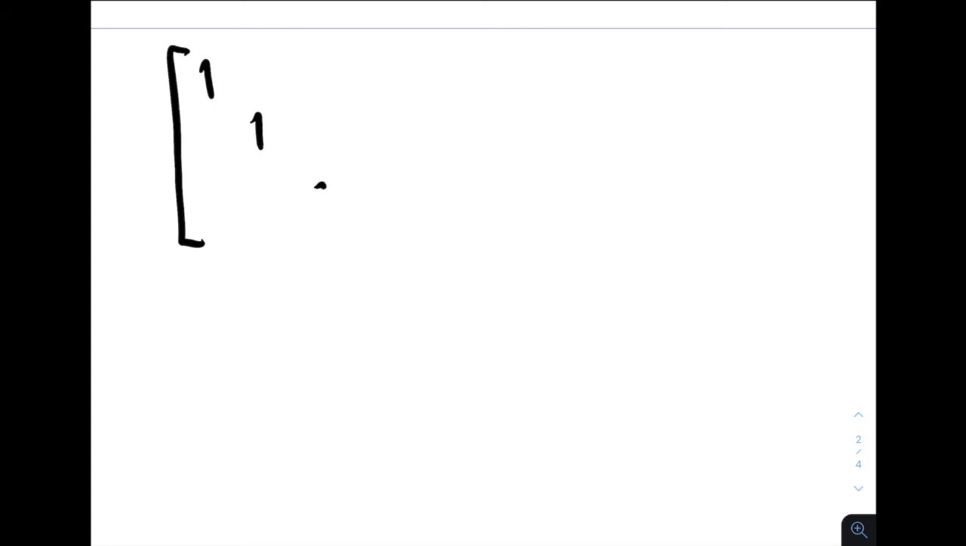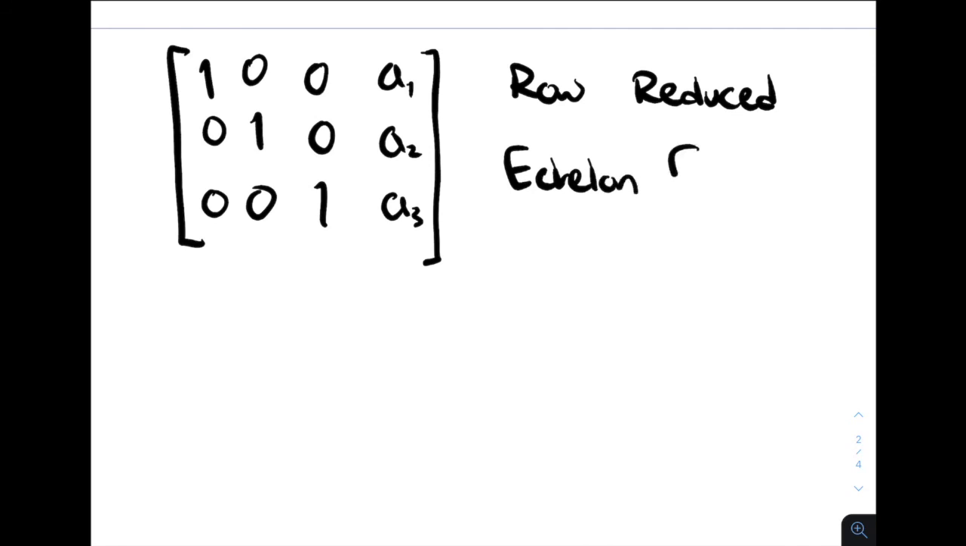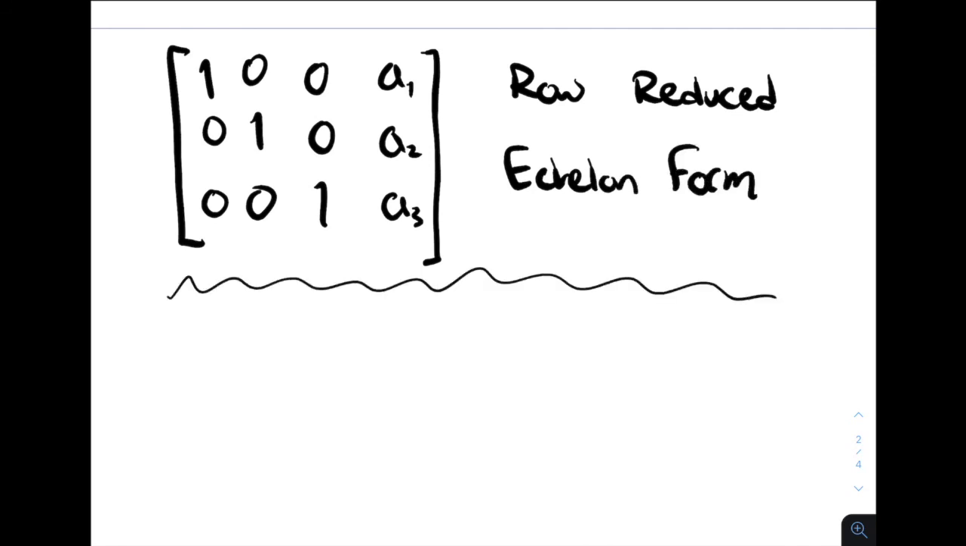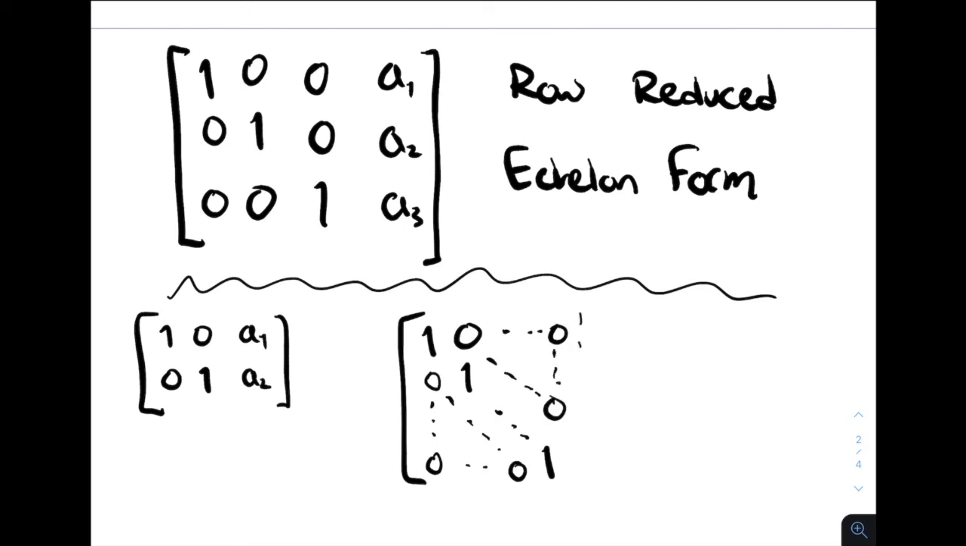This form of ones along the diagonal and zeros elsewhere, except for this last augmented column, has a special name. We'll refer to it as a matrix that is in row-reduced echelon form. And it could be for a system of two unknowns, three unknowns as we were shown, or in the more general case, ones along the diagonal, 0 everywhere else, except for our augmented column.